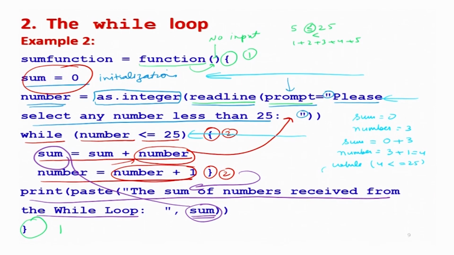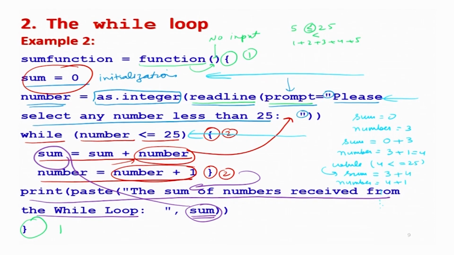So, once again the program will execute, and now the sum is going to be the earlier value 3 plus the number, which now becomes 4, right. Then after that, 1 is added to the number, so the number is now 4 plus 1, and the process goes once again to the while condition. This process will continue as long as the numbers are less than or equal to 25, right.